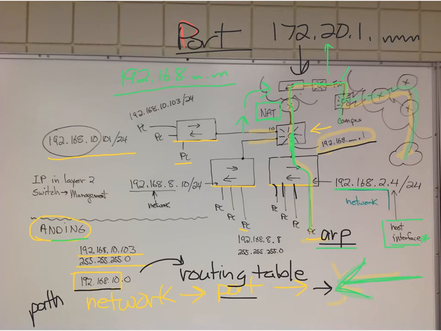Right? We divide these up into different networks. This was a 10 network. This was an 8 network. This was a 2 network. You notice how all those networks are different? These are on the same switch, right here.